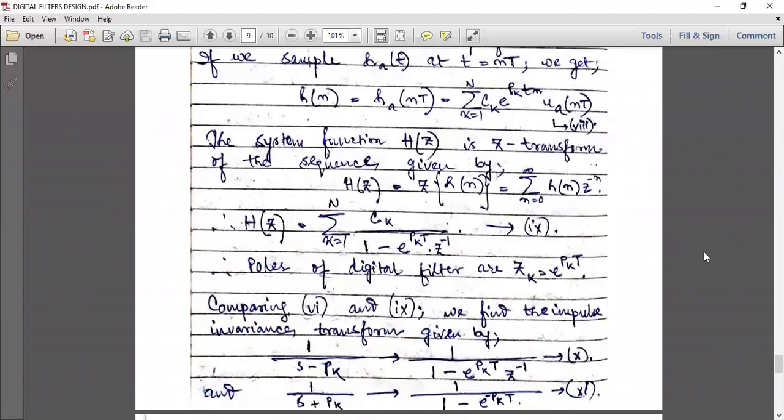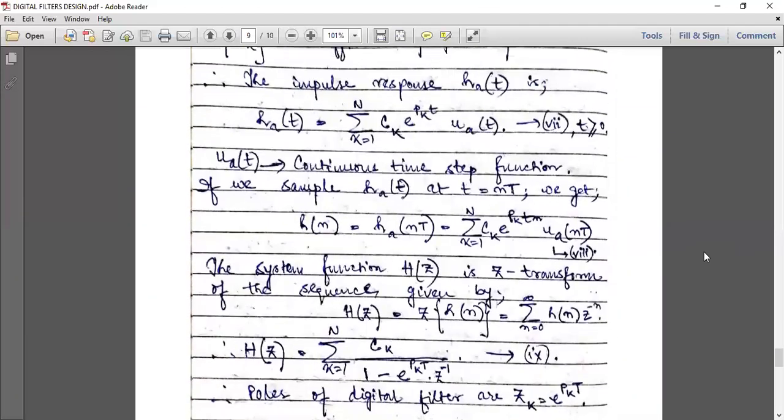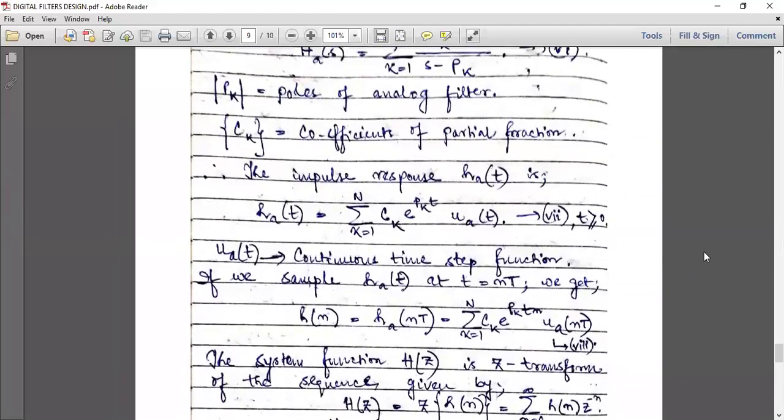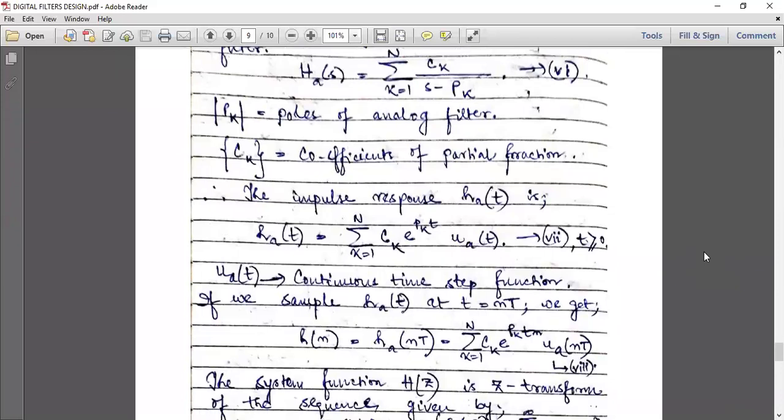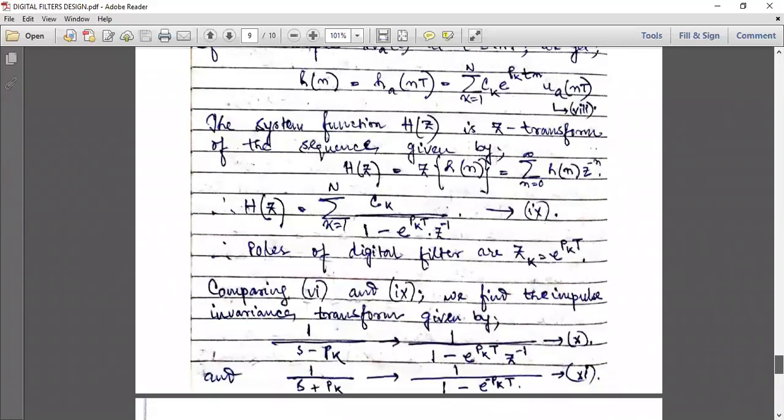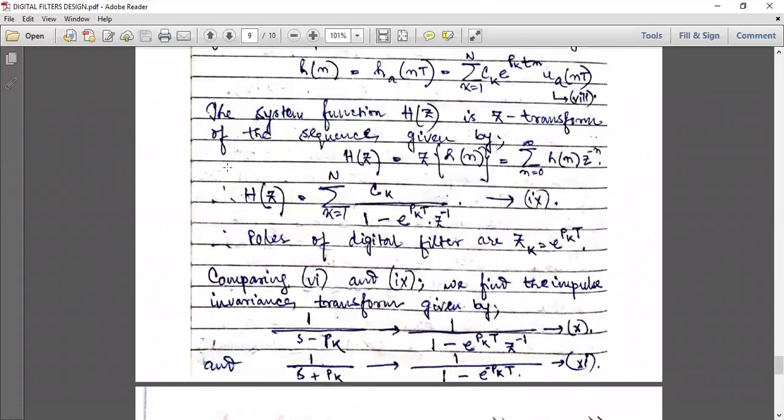Now if you compare equation 6 and 9, you see equation 6, what was it? It was the first equation. You see this one. This is equation 6. And this is equation 9.